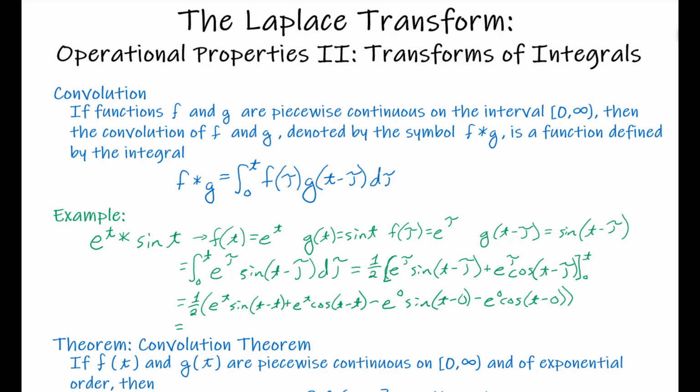Simplifying this, sine of t minus t is 0, so that first term goes away. Cosine of t minus t is cosine of 0, which is 1, so that becomes just e to the t. E to the 0 is obviously 1, and we've got sine of t and cosine of t. We have some extra negatives floating around. So this ends up being 1/2 e to the t, which remains with our cosine, minus sine of t and minus cosine of t. And that's the convolution of e to the t and sine of t.